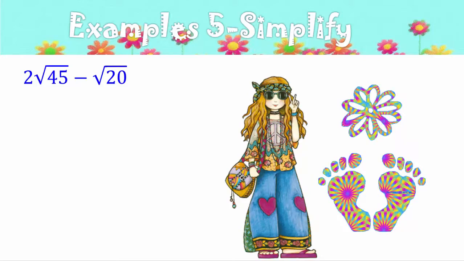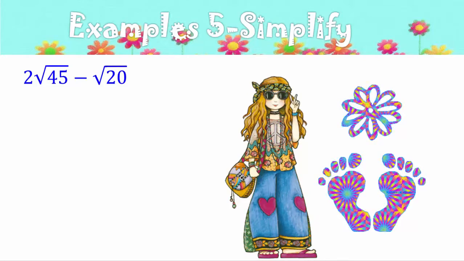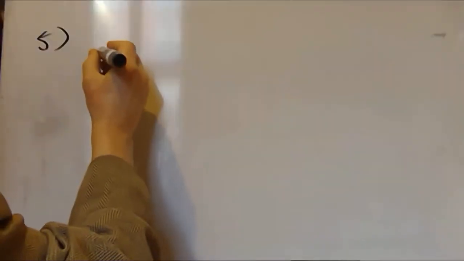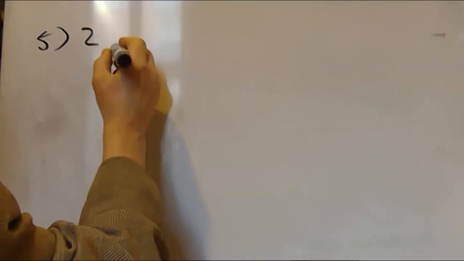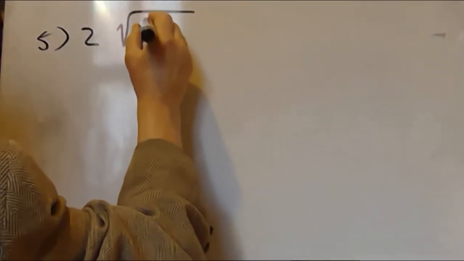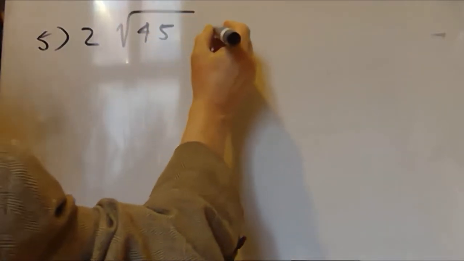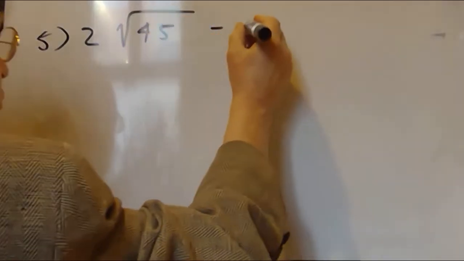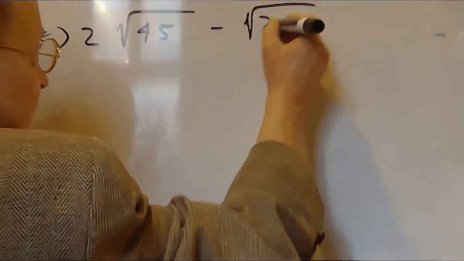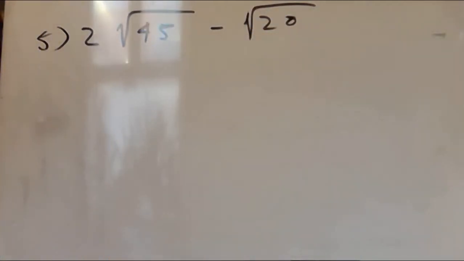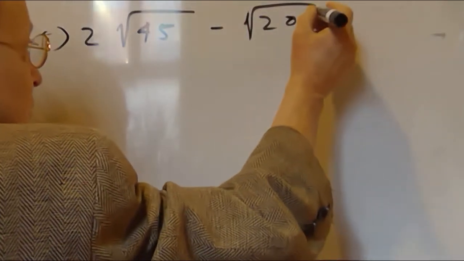In example number 5, we're asked to simplify 2 square root of 45 minus square root of 20. So let us go over to the whiteboard and work this one out. We have 2 square root of 45 minus square root of 20. And again, we're going to have to simplify it to see if we can actually combine those two.